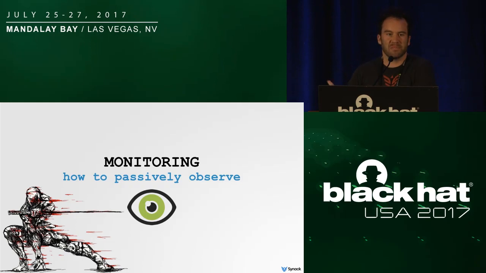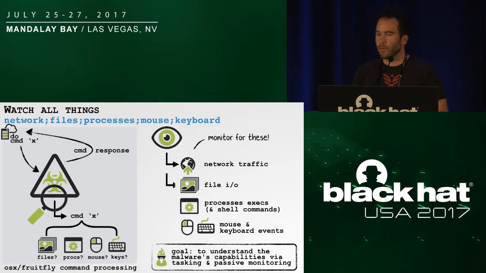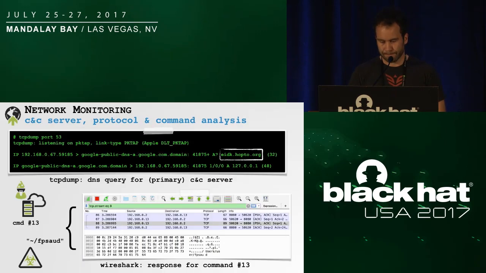Imagine some command, say 6, returns a 0 or 1. Like, what does that even mean? So what do we want to monitor? Well, basically as much as possible. Because a given command might create files, write files, read from files, it might spawn processes, it might execute shell commands, it might interact with the mouse and the keyboard, and even send back some interesting data via the network. So we should monitor for all these events so that we can again understand the malware's capabilities just via tasking. So let's take a closer look at each of these.